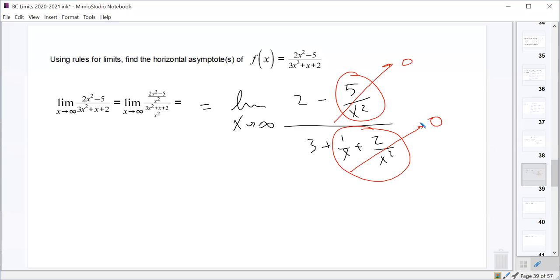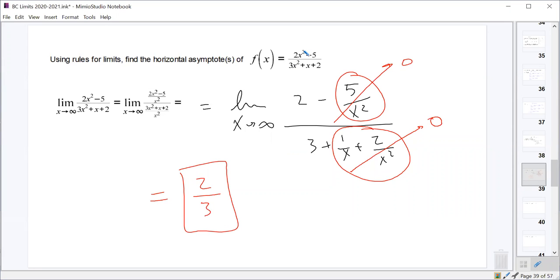Same thing, right? And all we're left with is the limit as x approaches infinity of this constant, 2/3, which ought to be 2/3. And that should help you to remember the rule that if the degree of the numerator and the degree of the denominator are the same for a rational function, the horizontal asymptote is just the quotient of the two leading coefficients.